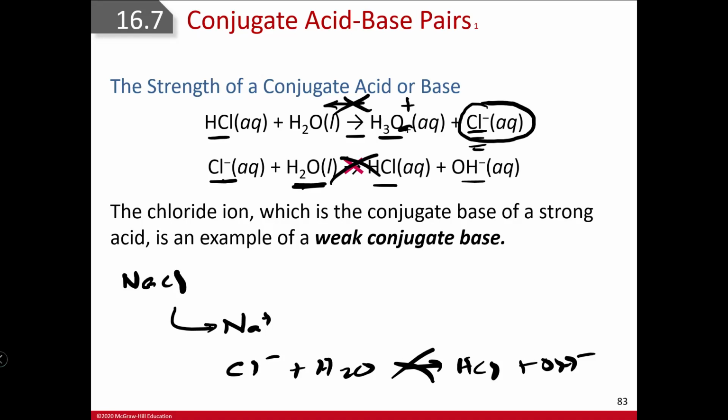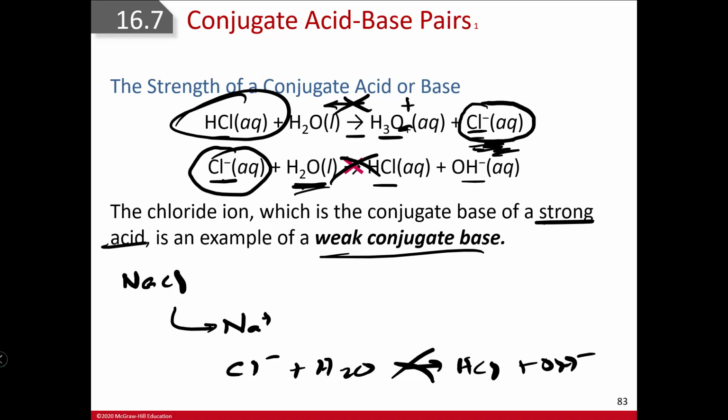So this is showing the example of the stronger the acid, the weaker the conjugate base. And hydrochloric acid being a very, very strong acid, the conjugate base is very, very weak, and the conjugate base cannot even accept a hydrogen ion from water. So that's going to be really important, because you can see right now, table salt has no effect on pH as far as the chloride ion goes.